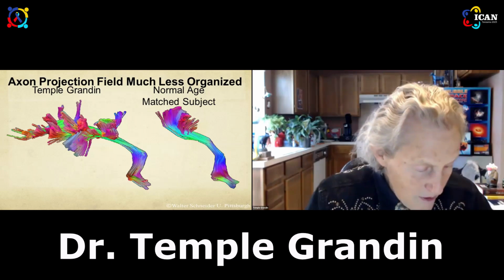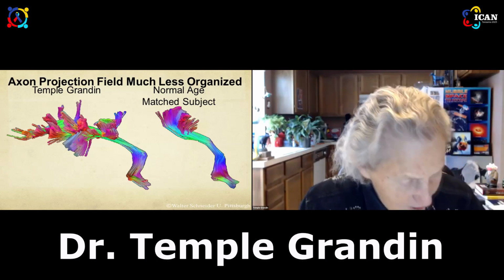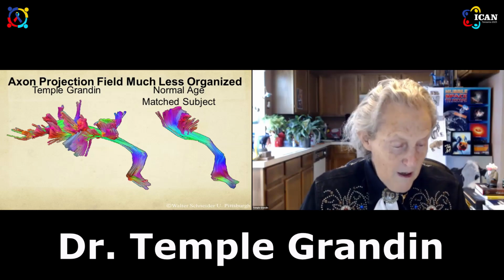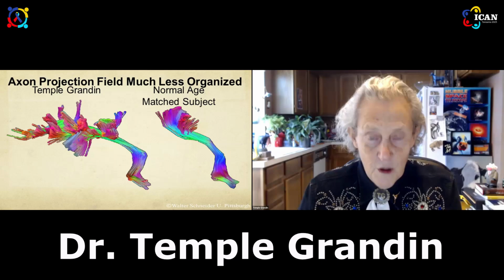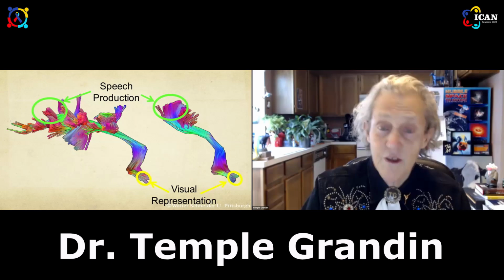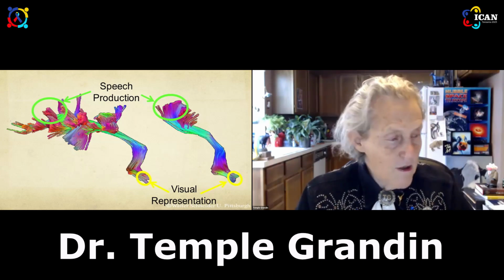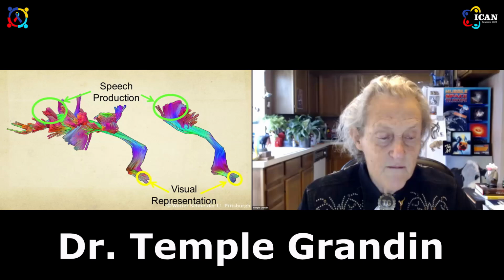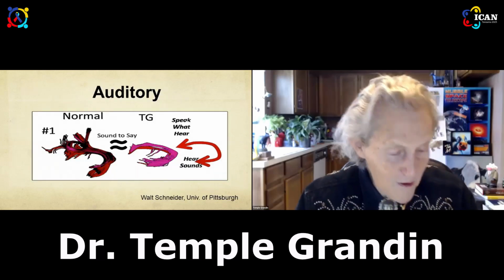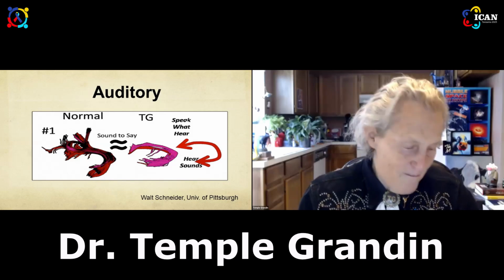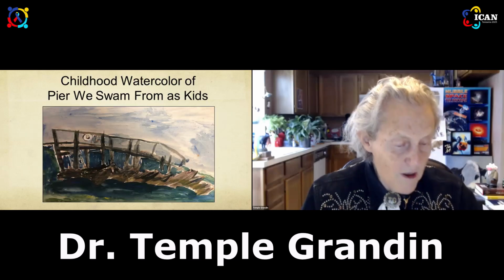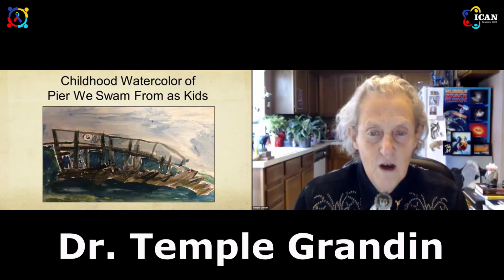And then we can go down to one that says axon projection field much less organized. One of those is mine, and the other one is a so-called normal one. And this explains why I had problems with expressive speech. I had fewer fibers for speaking what I see. The next slide just circles the fewer fibers. And then on auditory, I got just a little tiny one. I'm not auditory.